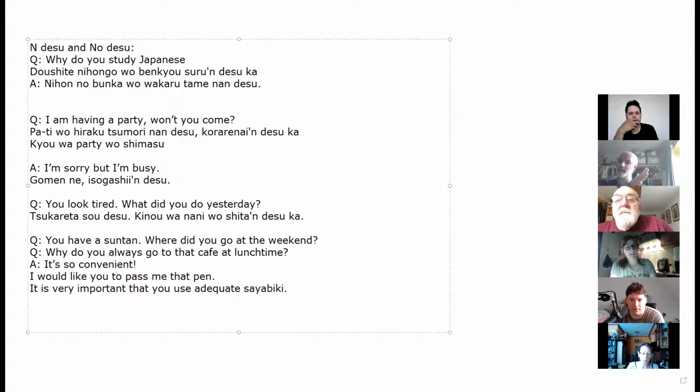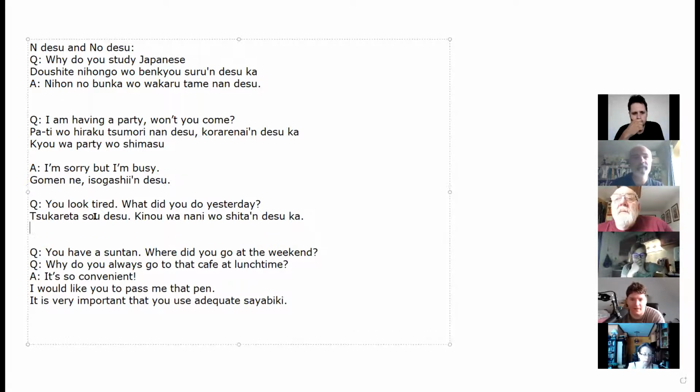So this is now adding context. This isn't just saying randomly, David, what did you do yesterday? It's actually saying you look tired, what did you do yesterday? With the inference that you must have done something that was tiring. This is what this ndesu ka is now saying. It's giving some reasoning for the question. And then David?